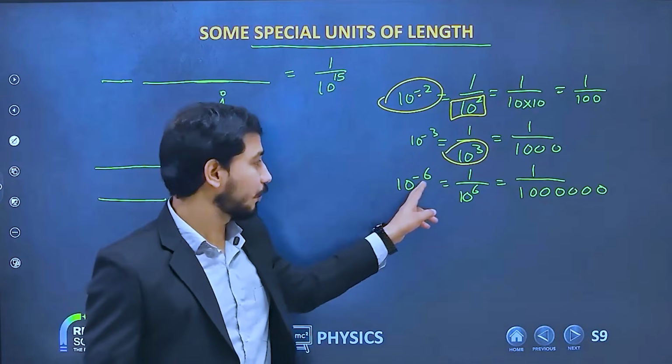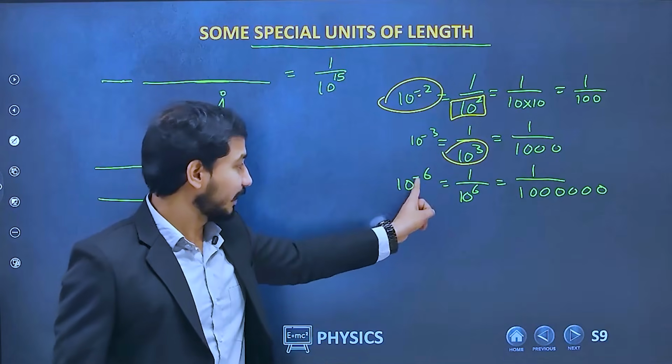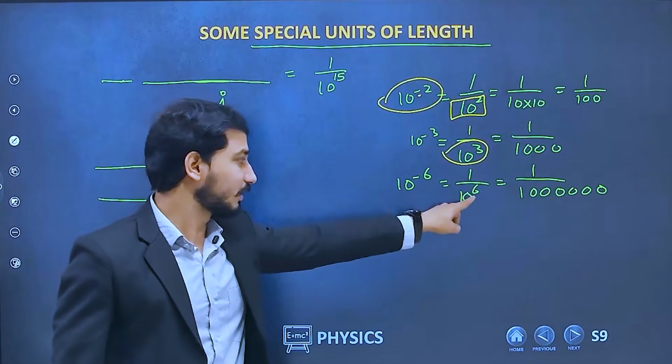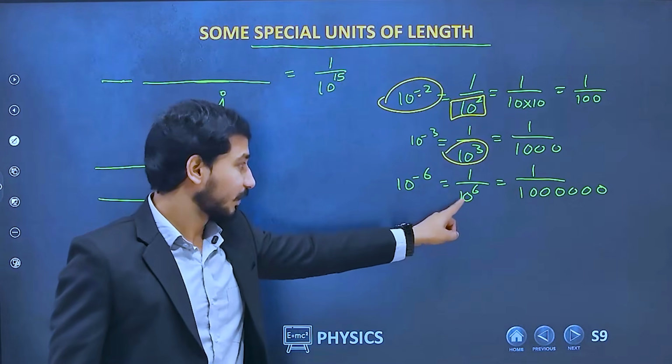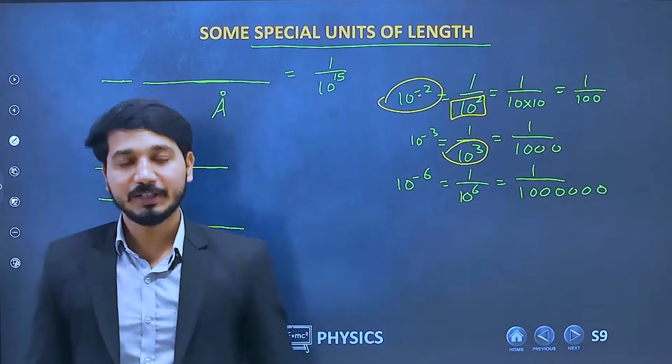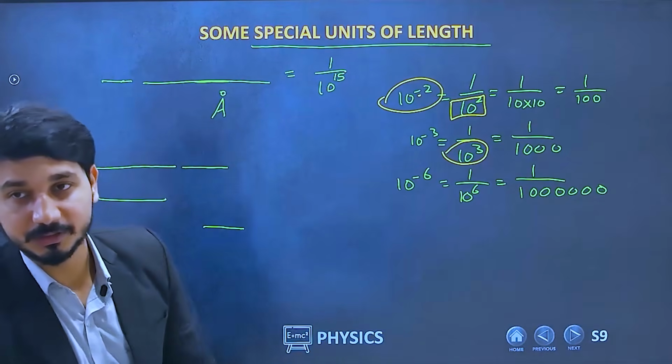Similarly, 10 to the power minus 6. So this 10 to the power 6 is in the denominator. The minus sign represents that this number is in the denominator. Right? And 10 to the power 6 means write 1 and 6 zeros. This is the meaning of these things.